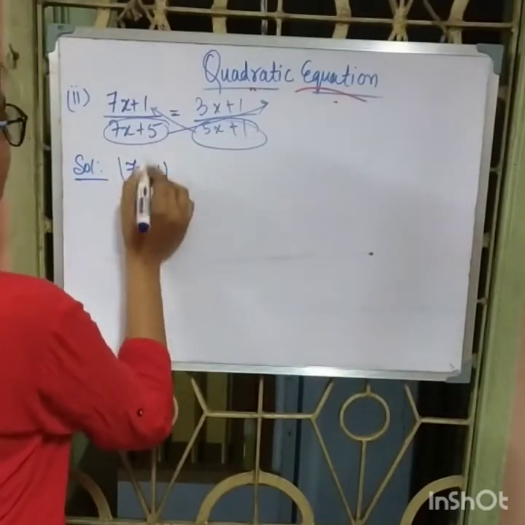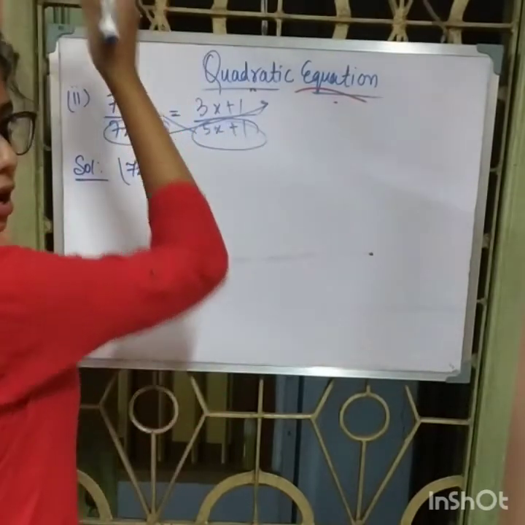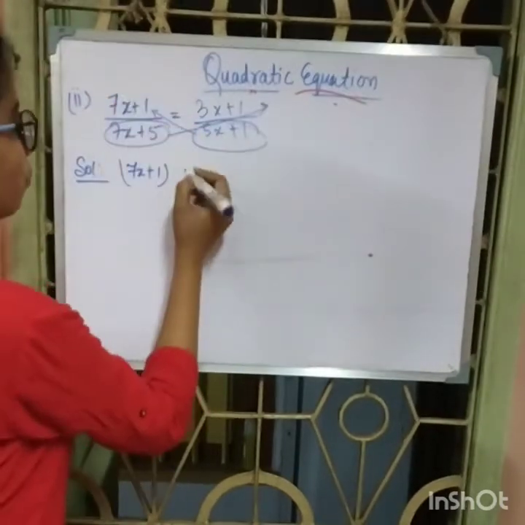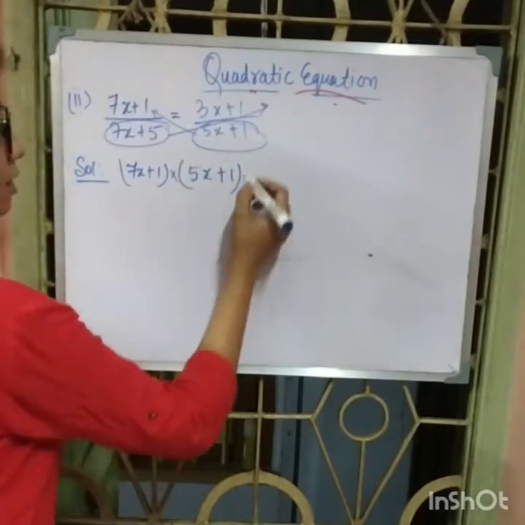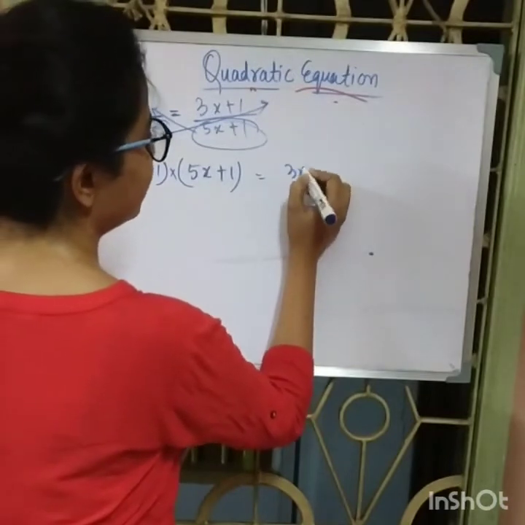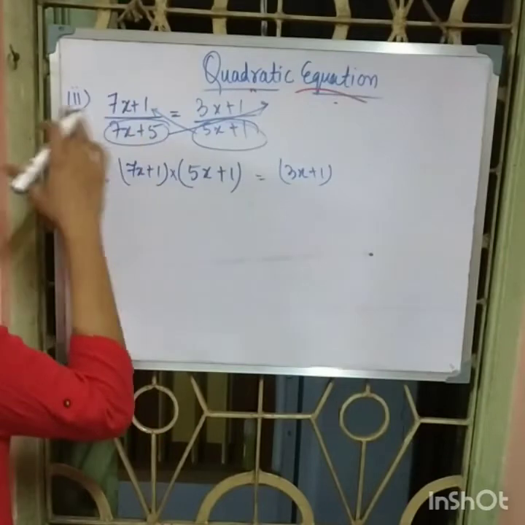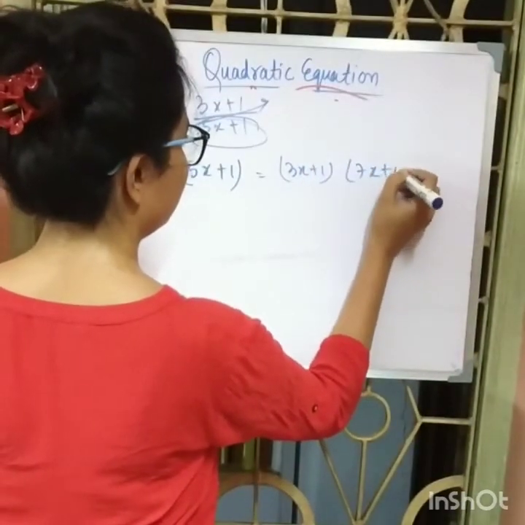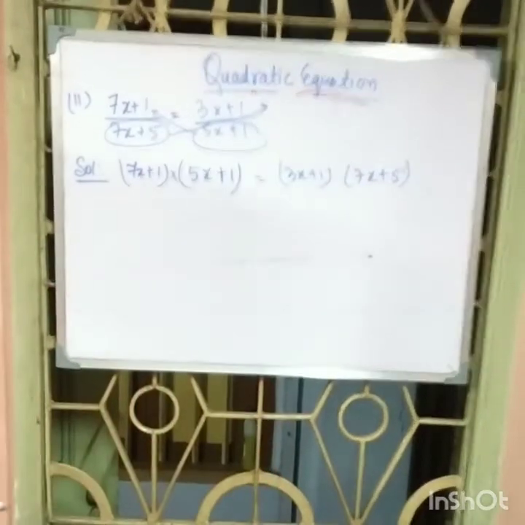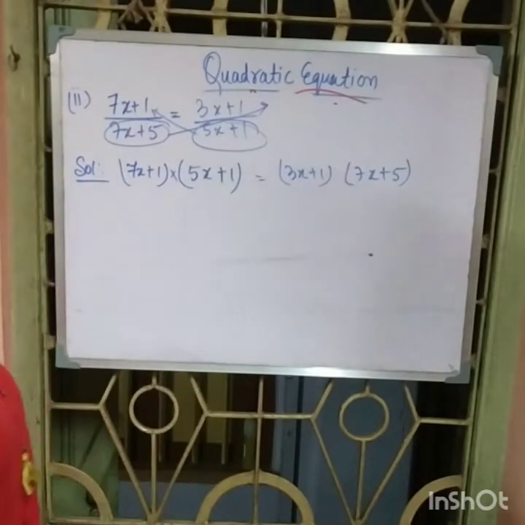7x plus 1 was here. Now this on the right side is going upwards and getting multiplied with it. Similarly, here 3x plus 1 was here, and the denominator is going to the right hand side and getting multiplied with it. Okay, so this is how it looks after cross multiplication.